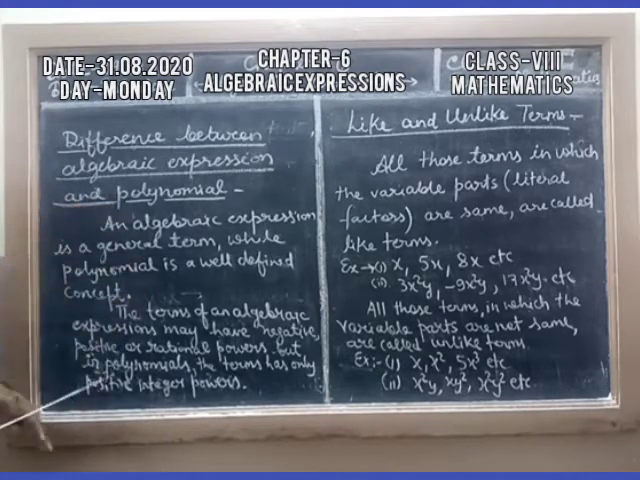So algebraic expression is a general term. General term means expanded form of expression, while a polynomial is a well-defined concept.